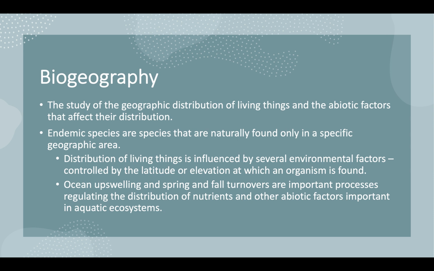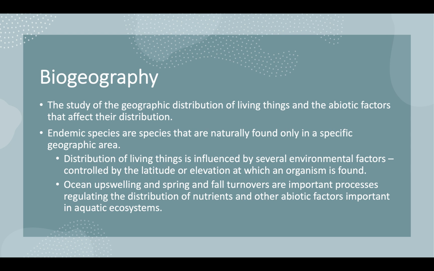So it's endemic to that area. So here we have it, the distribution of living things is influenced by several environmental factors, which we spoke about in the last slide, controlled by the latitude or the elevation at which an organism is found. The ocean causes upwelling, and spring and fall turnovers are important processes that all regulate the distribution of nutrients and other abiotic or non-living factors important to the aquatic ecosystems.